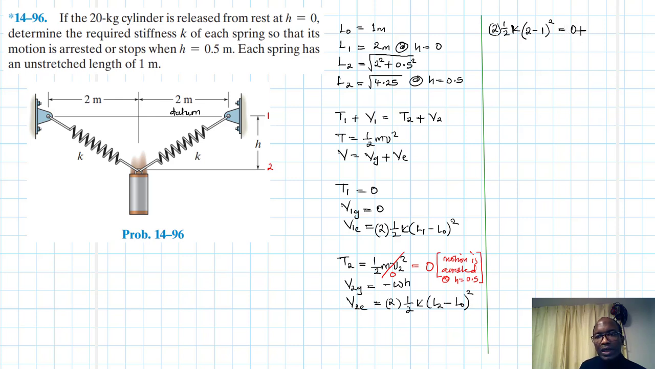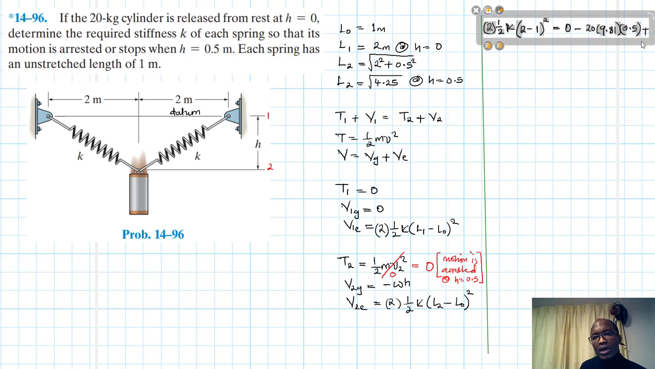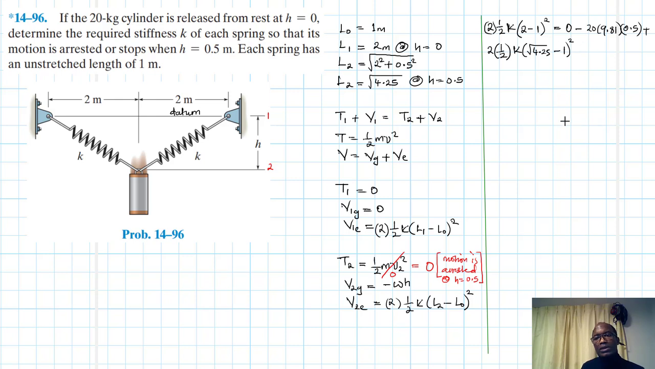Then we have minus W, which is 20 times 9.81 times h, which is 0.5, and then plus 2 times half again K, times L2, which is the square root of 4.25, minus 1, squared. Okay, so this is about it.